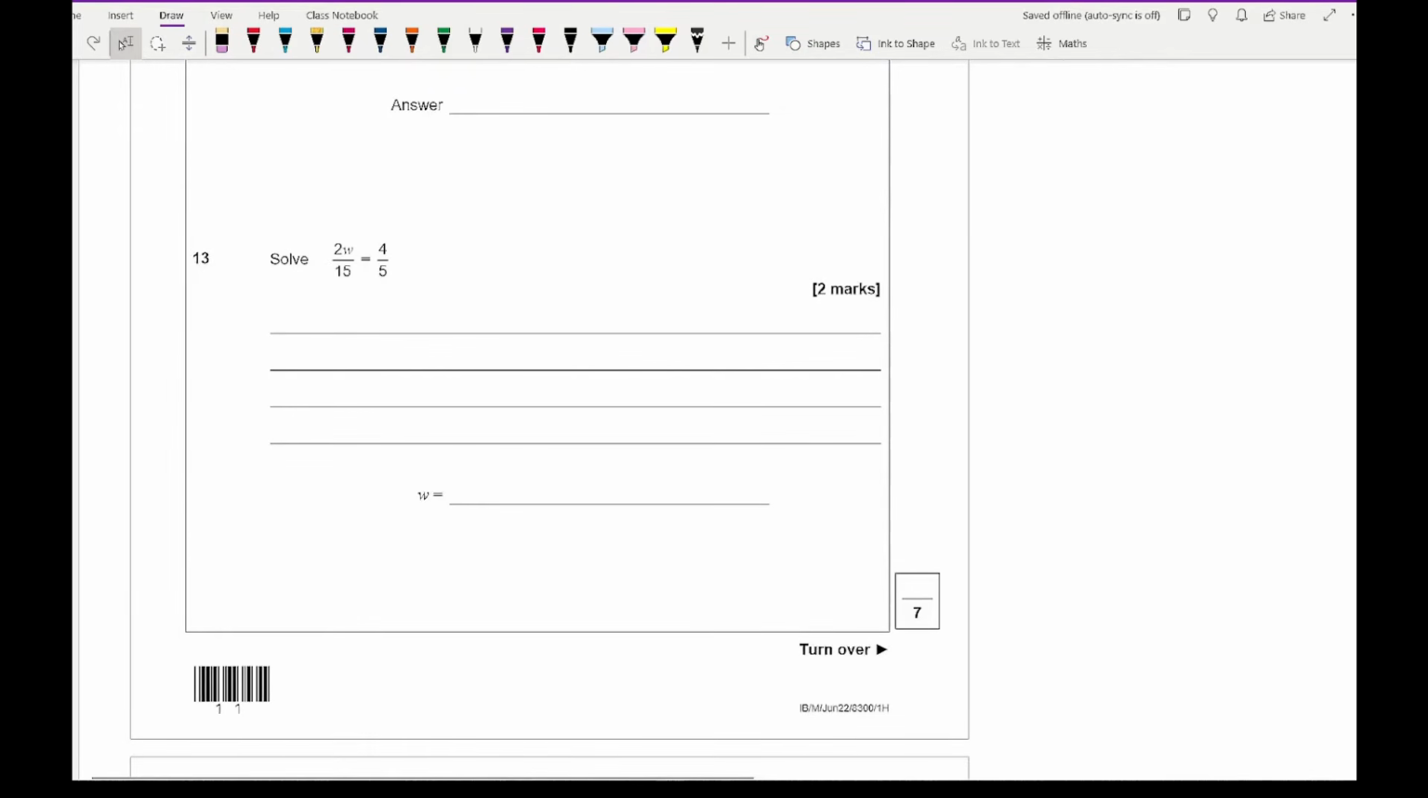Moving on to question 13, it says solve, and we've got 2 fractions. So here what we need to do is cross multiply. So I'm going to multiply 2w by 5 and 4 by 15. So I've got 10w equals 4 times 15, which is 60. So w equals 6.